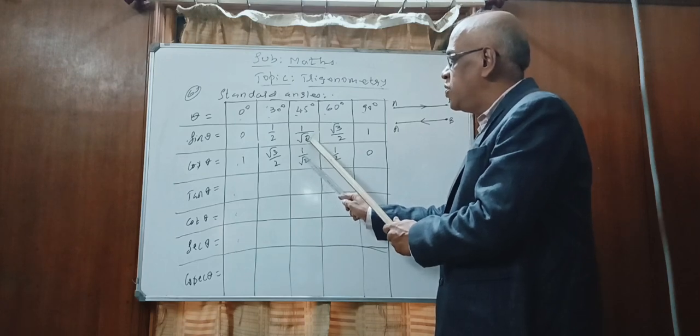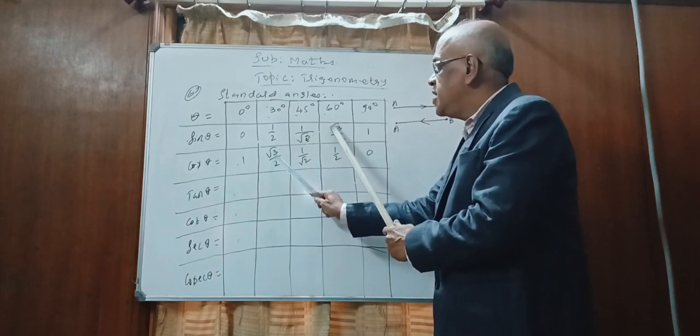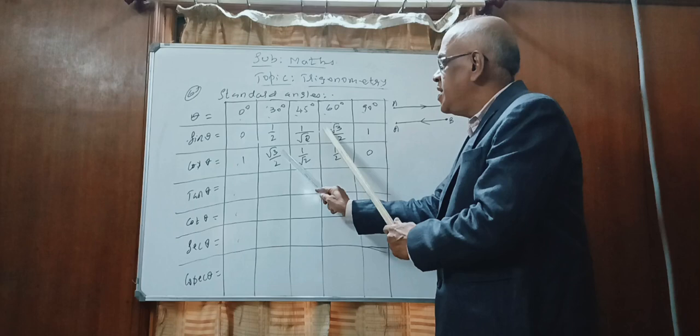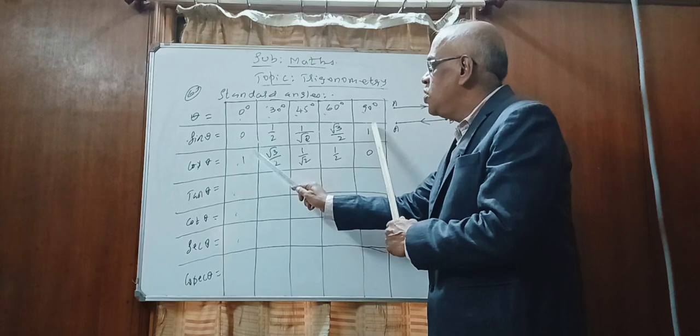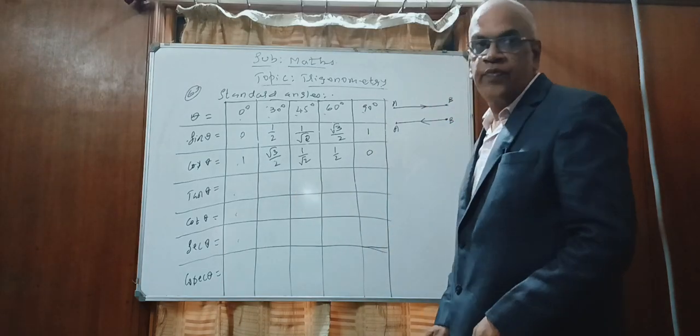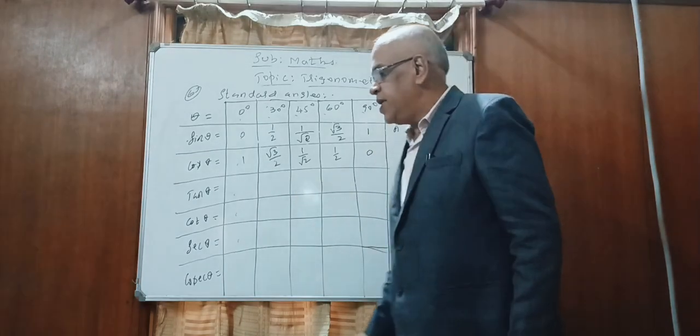Cos 45 is 1 by root 2. What is cos 30? Cos 30 is nothing but sin 60, root 3 by 2. Now, what is this? Sin 90 is equal to cos 0, which is 1. Easy to remember, children, isn't it?